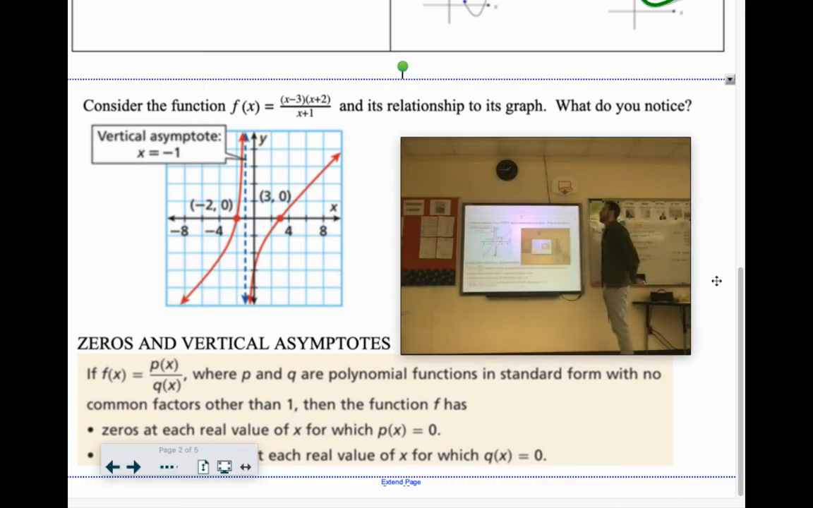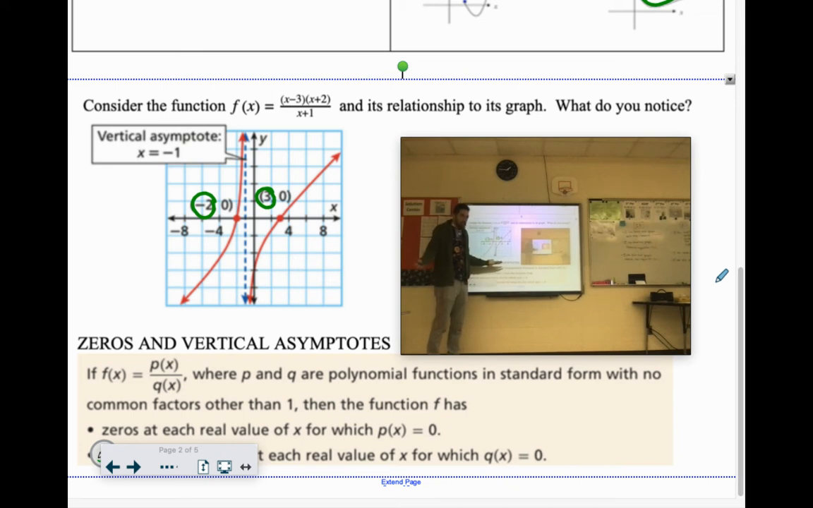Consider the function f of x equals x minus 3 times x plus 2, over x plus 1, and its relationship to the graph. What do you notice? Well, let's look at some of our graphs here, or some of our points. Where it crosses the x-axis, it crosses at -2 and +3. Looking at the equation, you see maybe where they could have got -2 and +3?